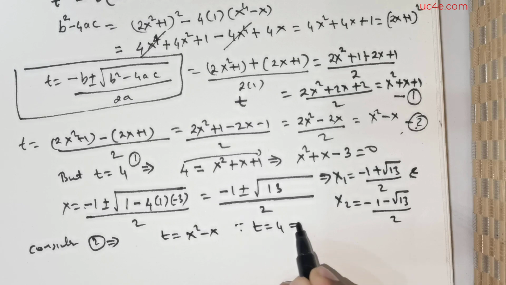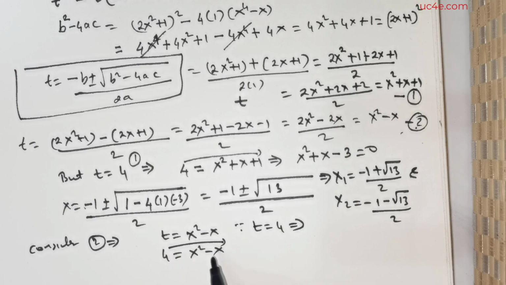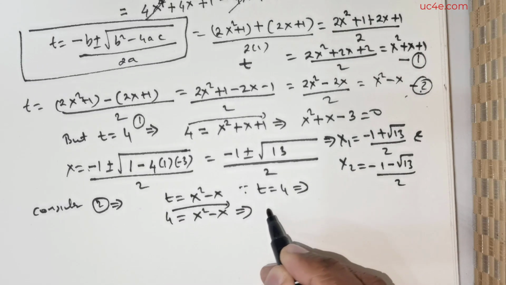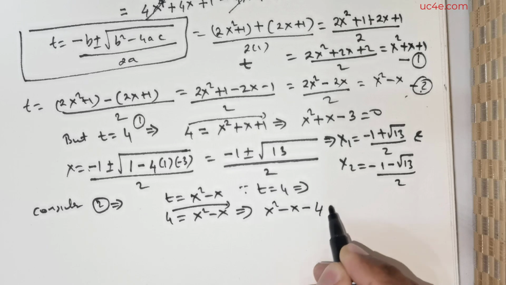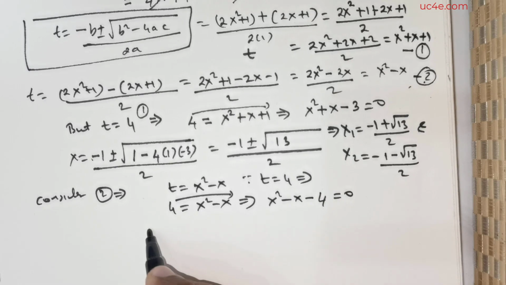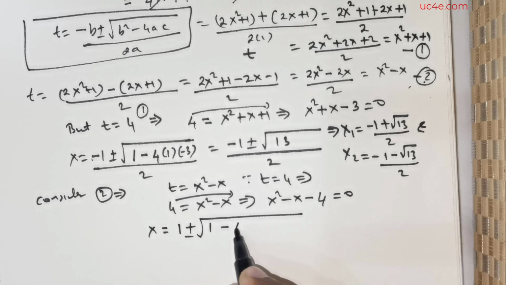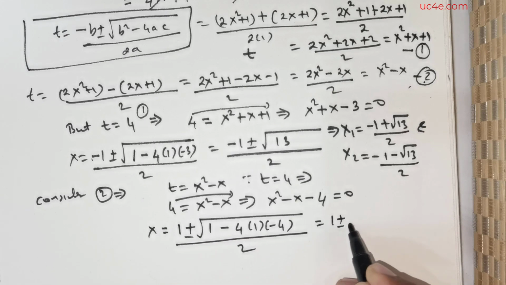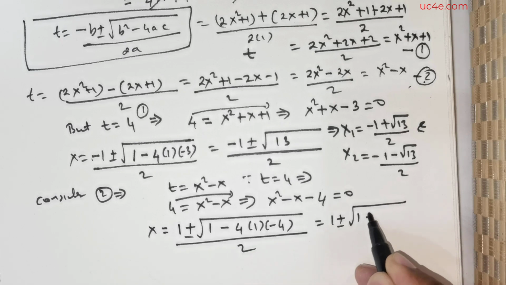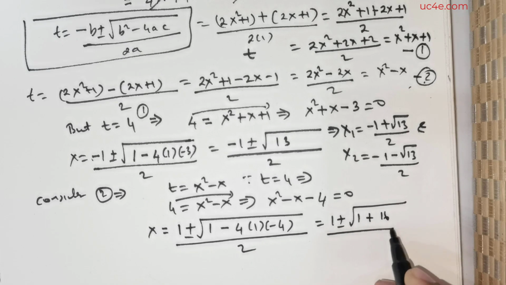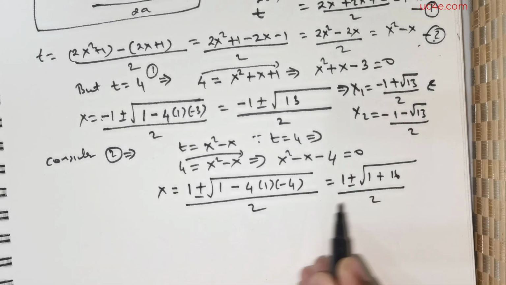Now t is equal to 4. So this would mean 4 is equal to x² − x. Move this 4 to the other side. This in turn would give me x² − x − 4 = 0. And as I mentioned to you, this is a quadratic in x. So using the quadratic formula, I would get x is equal to 1 plus or minus root of 1 − 4 times a times c, where c is −4, divided by 2. This is going to be 1 plus or minus root of 1 minus negative, positive, 4 4s are 16, right, divided by 2. So this is going to give me two roots here.